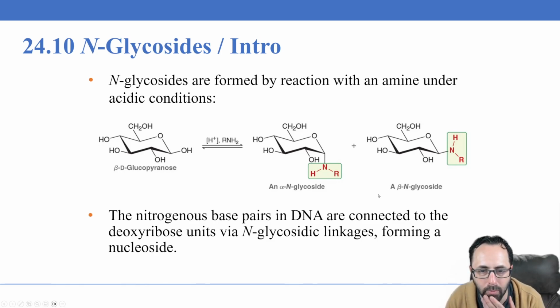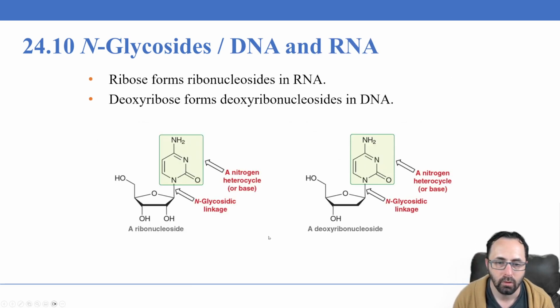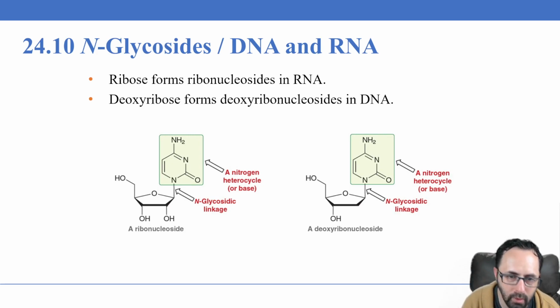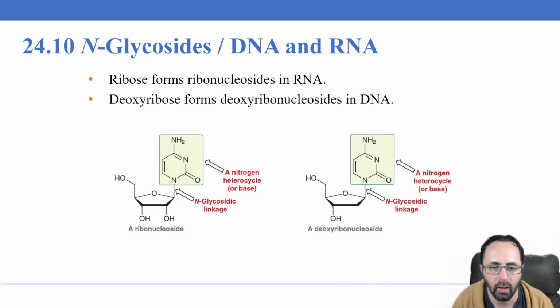And this is very important because the nitrogenous base pairs in DNA are going to be connected to the deoxyribose units by these types of N-glycosidic linkages. And these form a nucleoside, which is part of a nucleotide, or the parts of DNA. So here's an example of a nucleoside, which is part of a full nucleotide. The nucleoside here, we have ribonucleosides. So you may know DNA is called deoxyribonucleic acid. RNA is called ribonucleic acid.